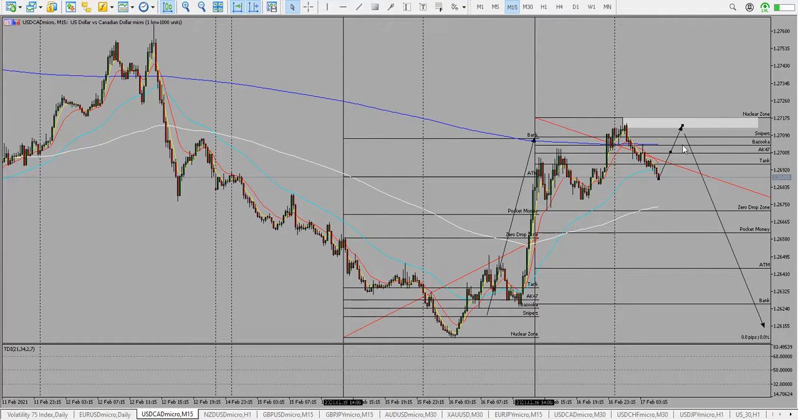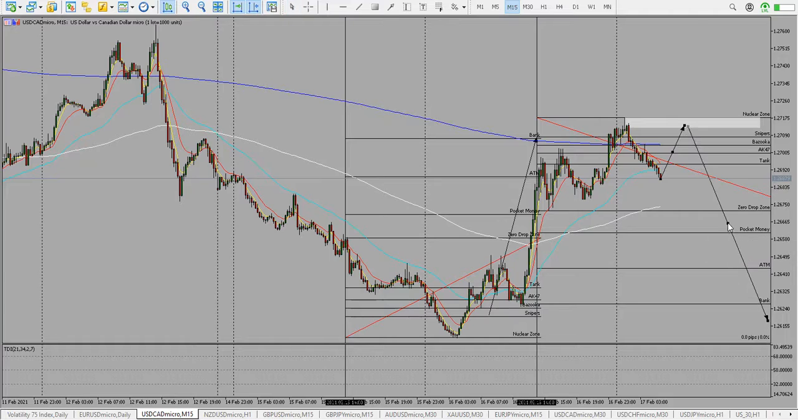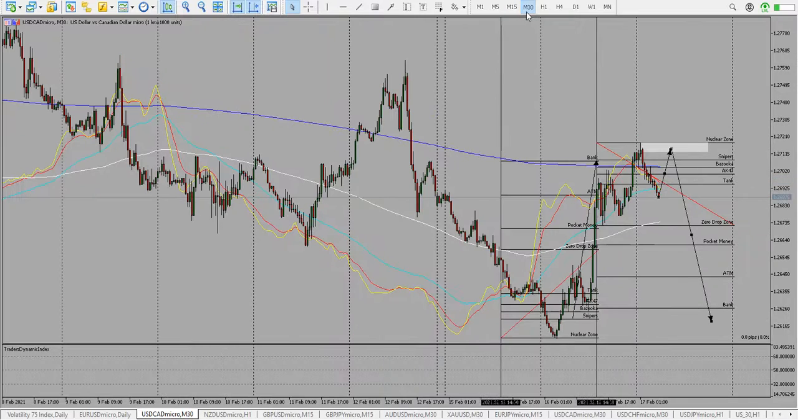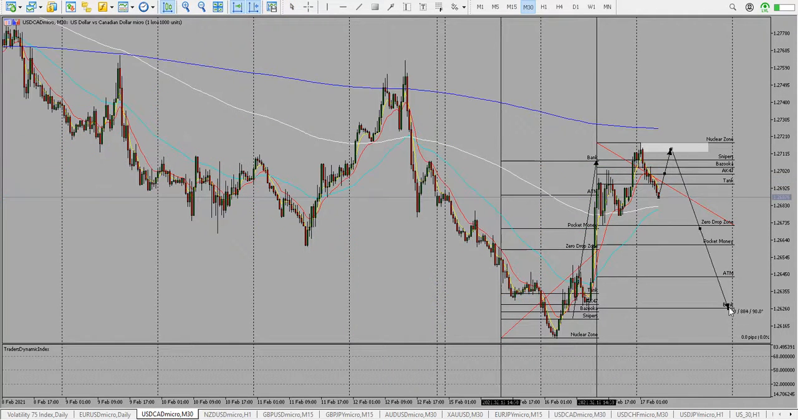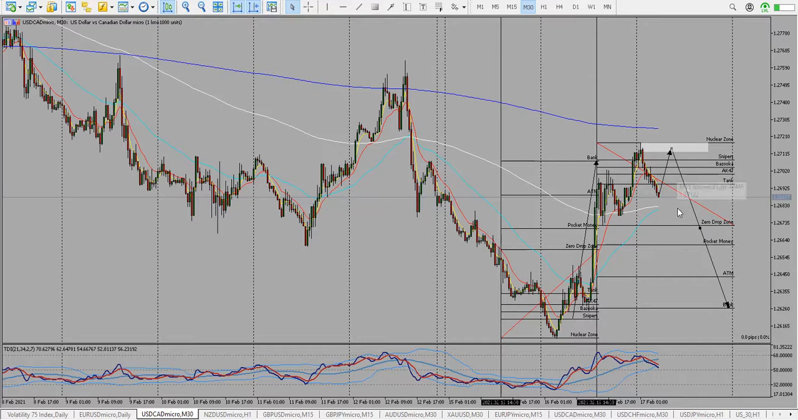I'm not saying they will do that, guys, because this is based on probabilities, and the market always repeats every move that they make. This is what I will be expecting to see if they do happen to play out on this anticipation, guys.